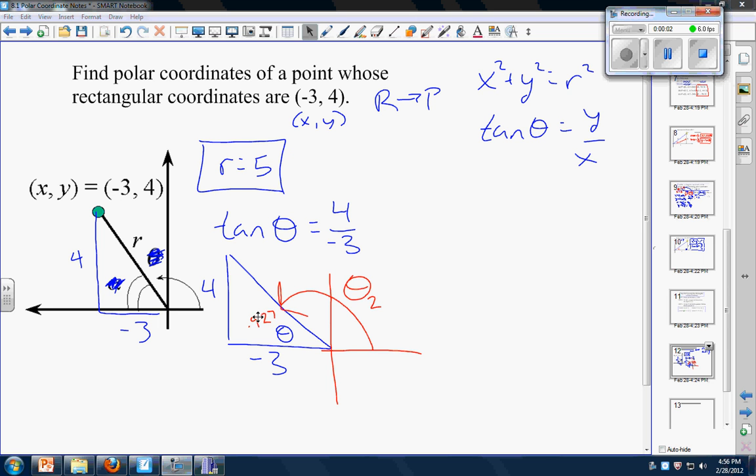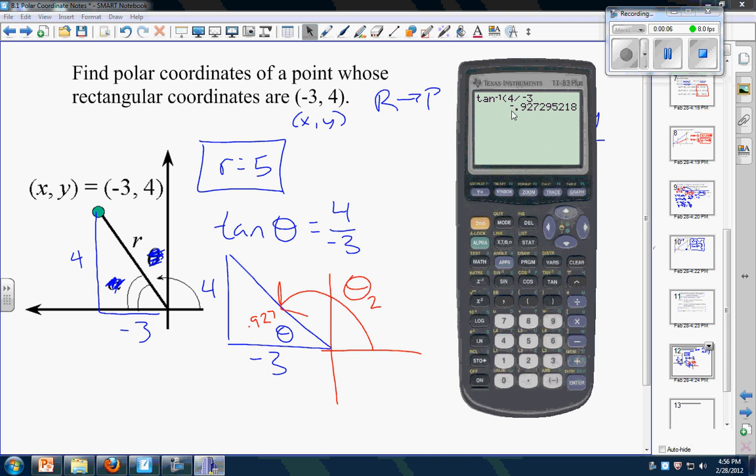Finishing up here in part 3. Remember, we found this to be 0.927. Yeah, the calculator spit out a negative at us, but that's only because it's telling us what quadrant we're in, okay? We care about this guy right here that'll take us over to there.